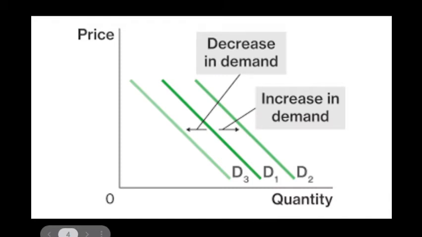Here's a good graph: the farther right the demand line goes, there's an increase in demand, and the farther left, there will be a decrease. And right in the middle is that equilibrium.